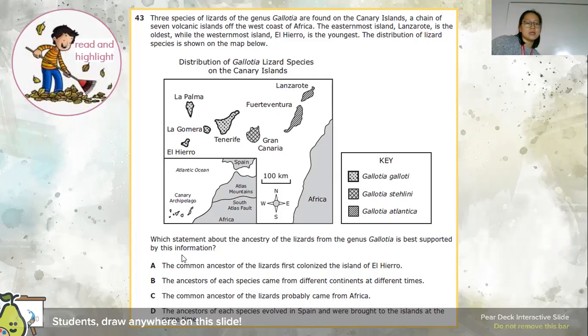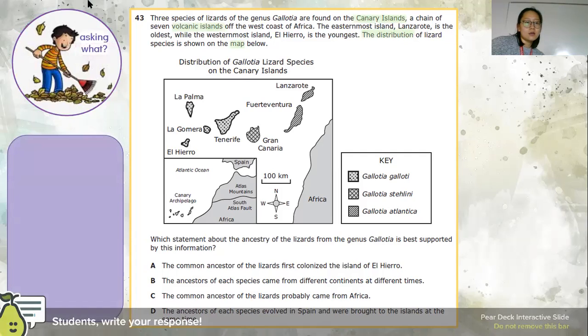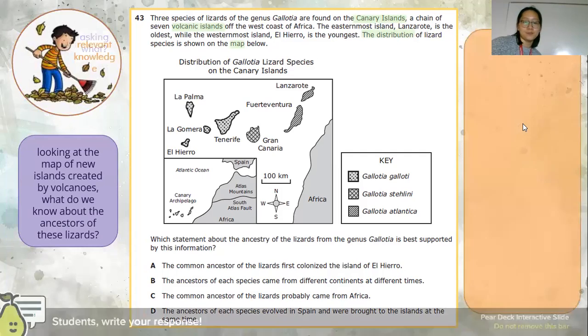So the question is asking, which statement about the ancestry of the lizards from the genus Galotia is the best supported by this information? And they give you 4 different options. Okay, before we do that though, we do want to go ahead and clarify, what is the question actually asking? So it says, which statement about the ancestry of the lizards from the genus Galotia is best supported by this information? That's kind of a wordy way to say it, right? So it's just saying, looking at the map of new islands created by volcanoes, what do we know about the ancestors of these lizards? That's the more simple way to put it.